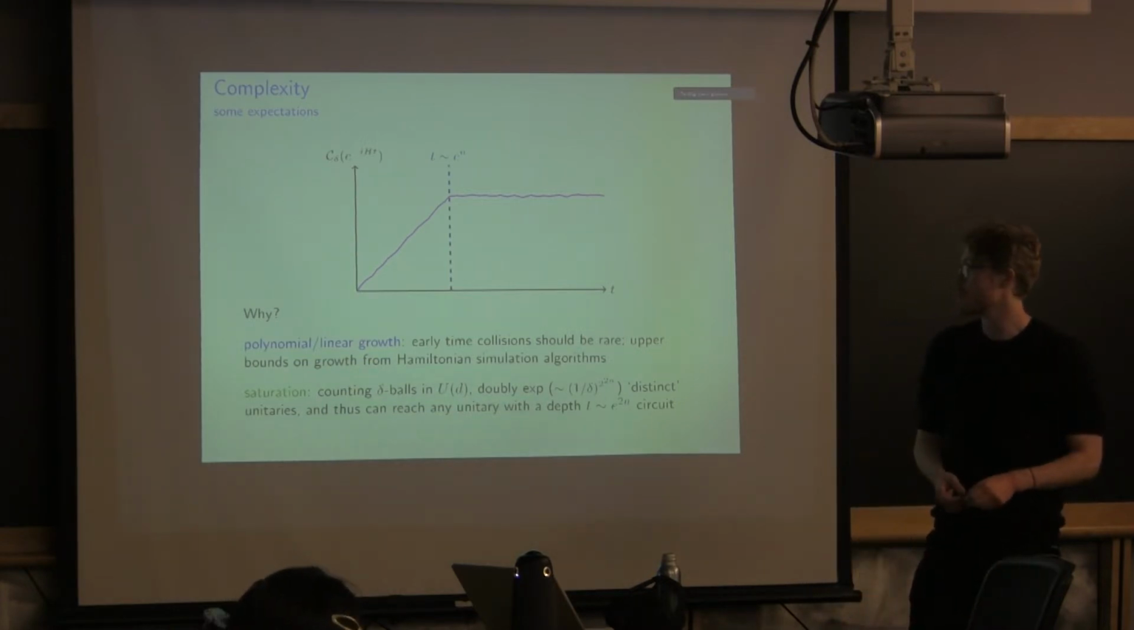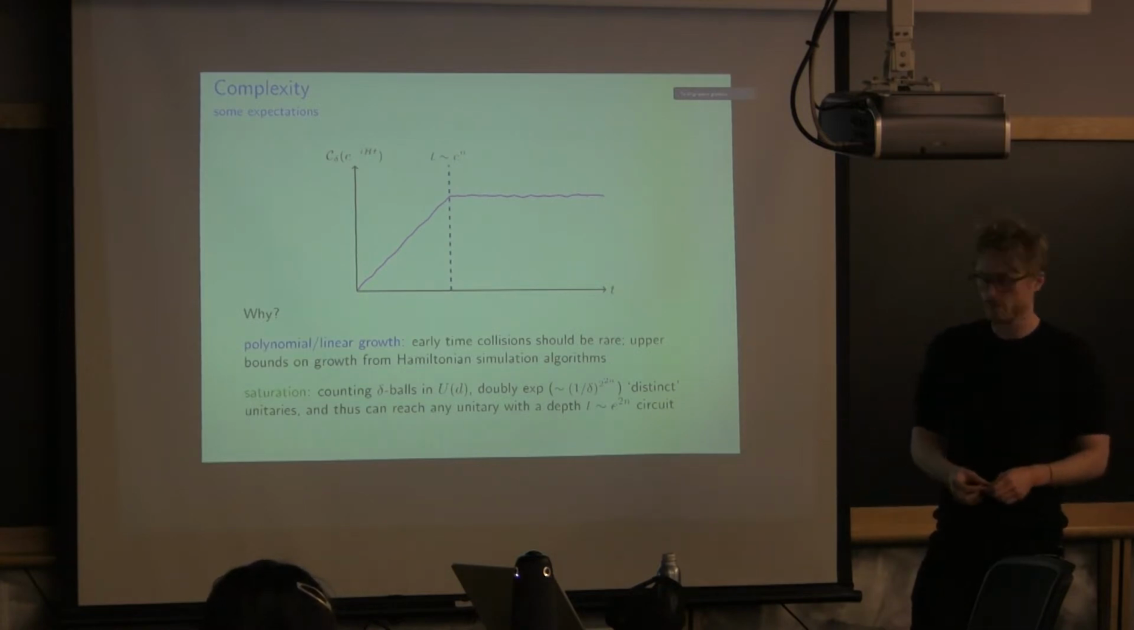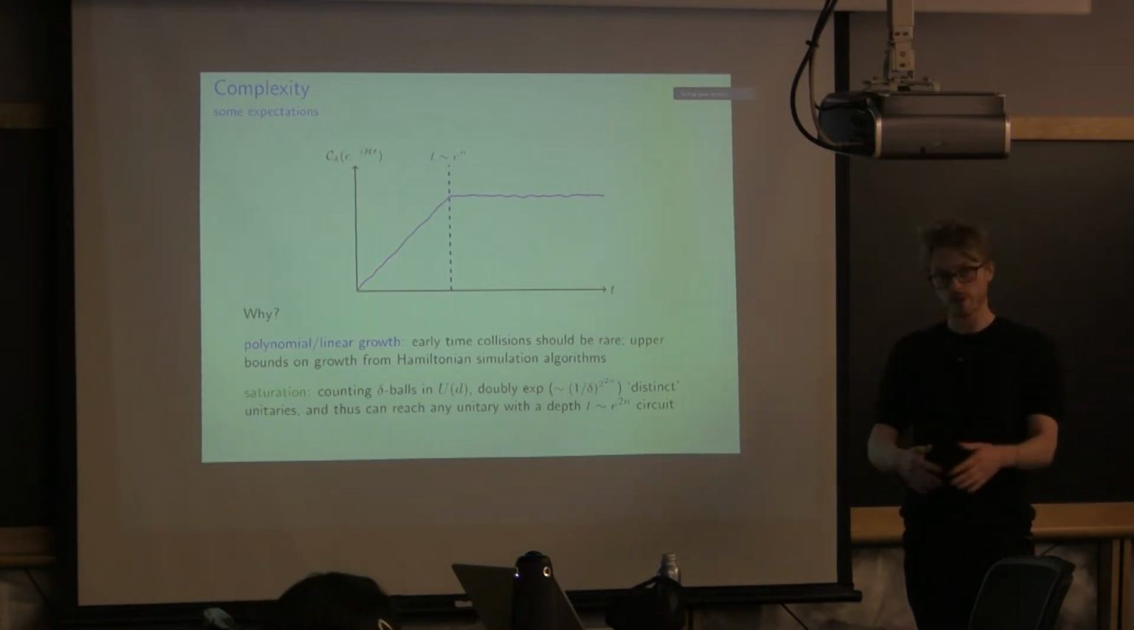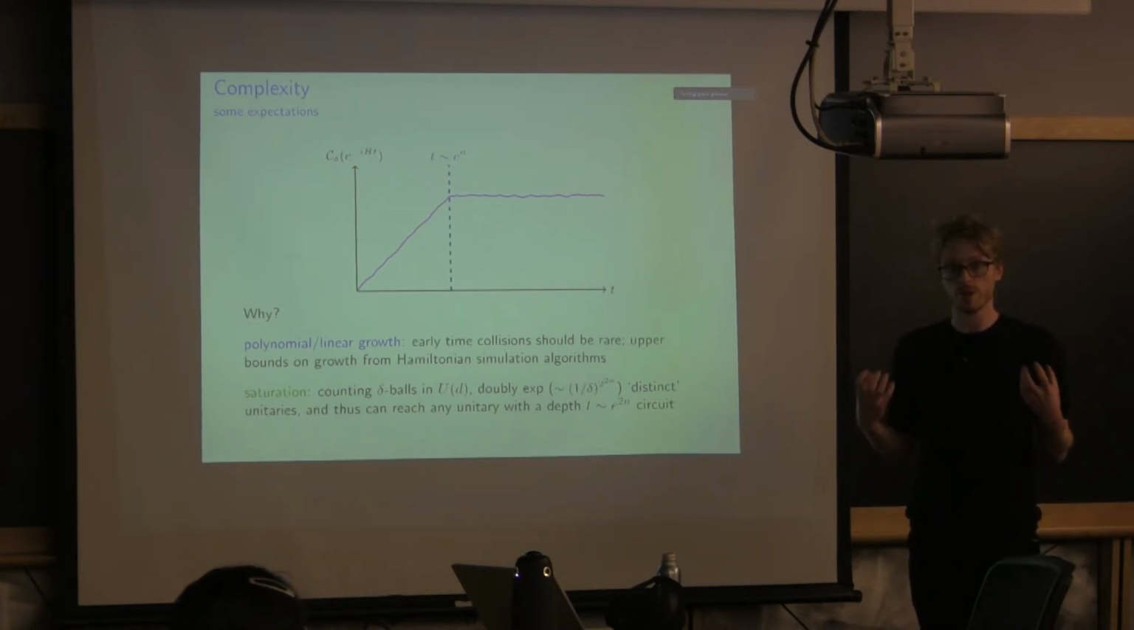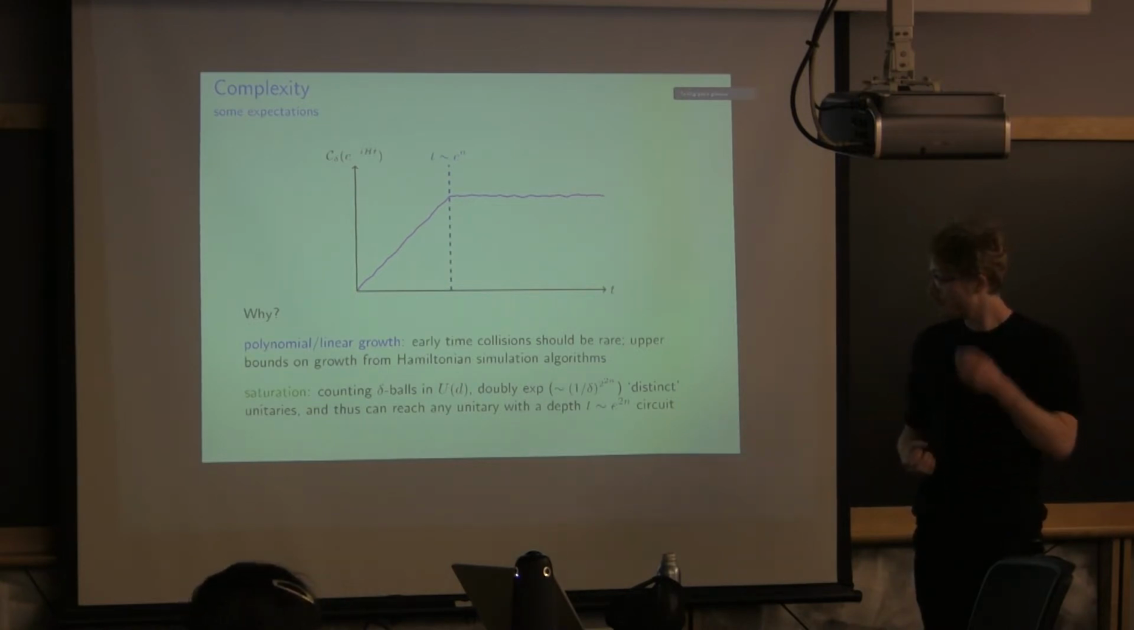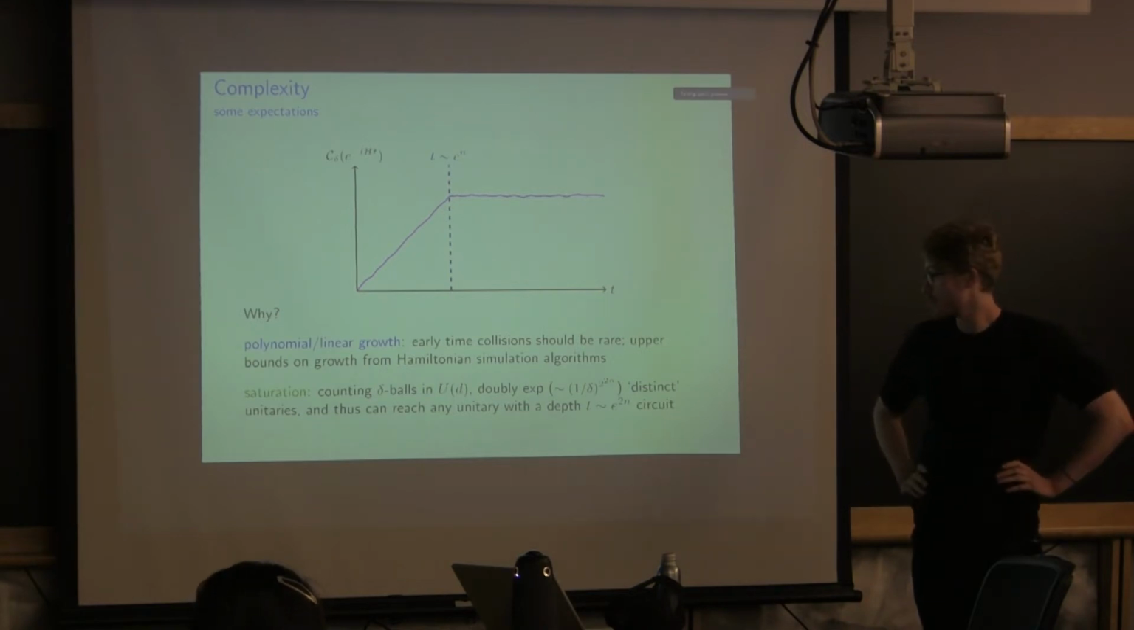The reason you expect it to saturate is just that there are only a finite number of unitaries. So the unitary group is continuous, but if we discretize and count the number of delta balls in the unitary group, you can quickly convince yourself that there should be a doubly exponential number of those. So something like (1 over delta) to the 2 to the 2n distinct unitaries, right?